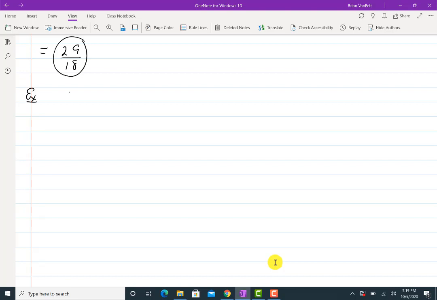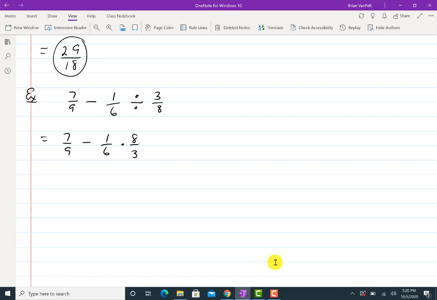Next I have 7/9 minus 1/6 divided by 3/8. Once again, according to the order of operations, I have to do the division first. So I'll have 7/9 minus 1/6 times 8/3. Remember to take the reciprocal of the second fraction.